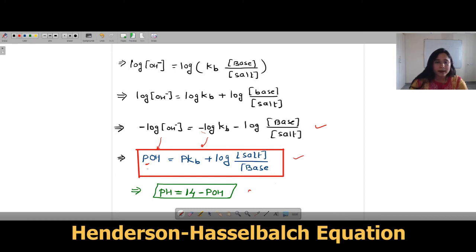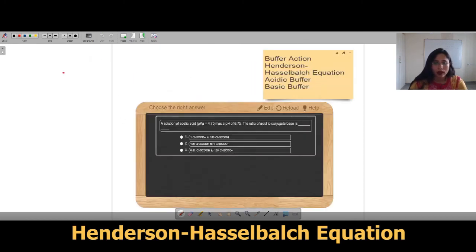Now the question is how we will solve this question. We have this question and I want you to solve it. So, what we observed here: a solution of acetic acid, that has pKa 4.75, has a pH of 6.75. What is the ratio of acid to conjugate base?